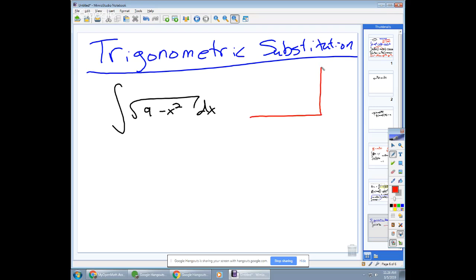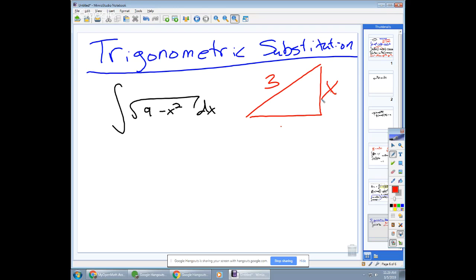If I draw a right triangle, let's see, the 9 could have come from squaring what? 3. And since I'm subtracting from that, that means that 3 must be the hypotenuse of a triangle. Okay. Is it a 3, 4, 5? Well, I don't know that, because I don't have enough information. So x could be here or there. I'm going to choose it to be here.